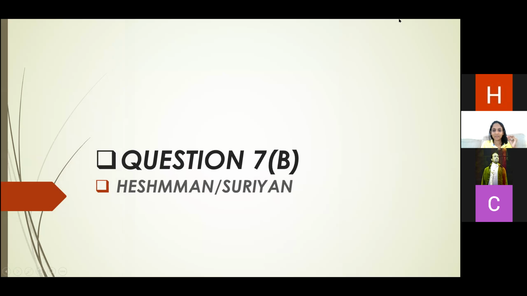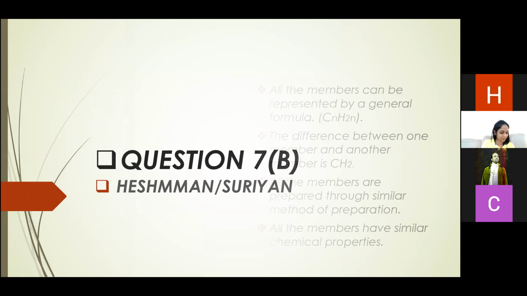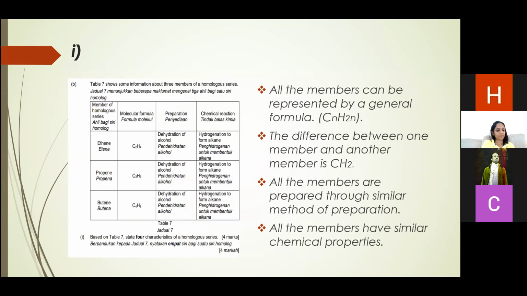Okay, so today we'll be presenting question 7B. For part 1, they have asked, based on table 7, state 4 characteristics of a homologous series. So I think we can just go with alkene, and all the answers are basically on the table itself. The first one, all the members can be represented by a general formula. As you all can see, it is CnH2n, where n equals 2, 3, 4. Secondly, the difference between one member and another member is CH2.